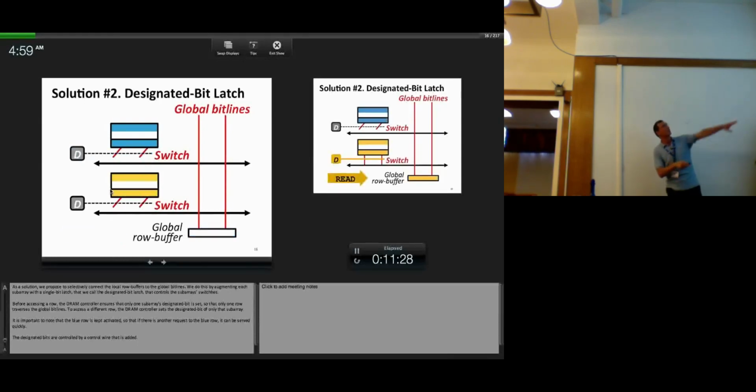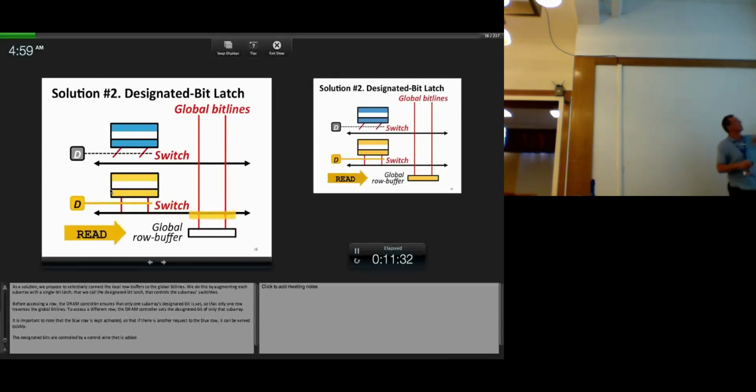And then later, if the memory controller needs to access the yellow subarray, the yellow row, the memory controller can designate this subarray to drive the global bit lines and this subarray to not drive the global bit lines. This way, you can selectively read the yellow subarray. Now you can keep open many row buffers, as many as you have subarrays. And remember, this is a lot of data. In a row buffer, you can store 2 kilobytes of data, depending on the DRAM chip.